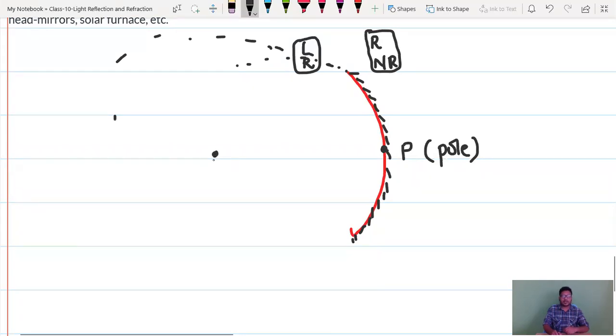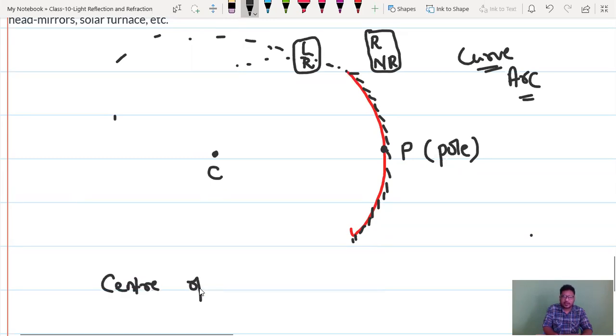Now what we are saying is, while drawing this concave mirror, it is like a curve, or we can call it an arc. Now, this point is represented with the letter C. C stands for center of curvature. P is the pole, the middle point or center point of the mirror. C is the center of curvature, which acts as the center for this spherical mirror.